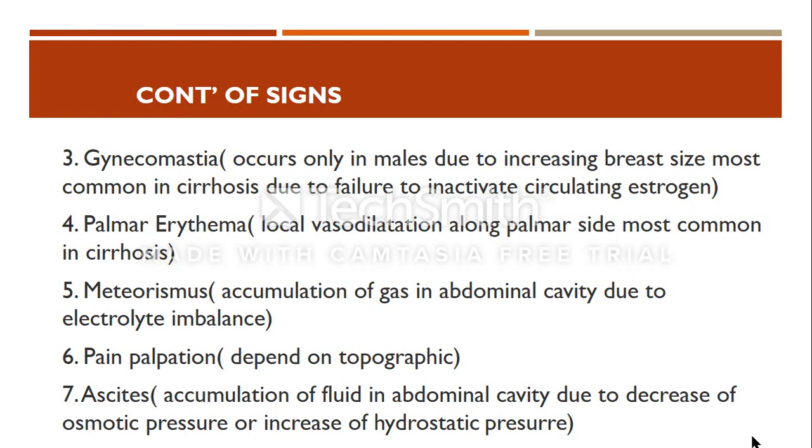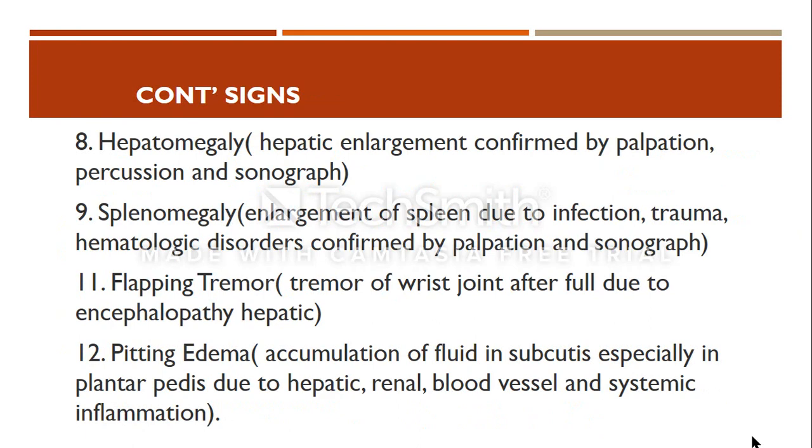Meteorismus, accumulation of gas in the abdominal cavity due to electrolyte imbalance. If there is an imbalance in electrolytes, we have this meteorismus, where we can have gas accumulation in the abdominal cavity. We have pain on palpation, which depends on the topography. Ascites is accumulation of fluid in the abdominal cavity due to decrease of osmotic pressure or increase of hydrostatic pressure. Hepatomegaly is an enlargement of the liver, which you can feel by palpation or percussion, or see on sonography.